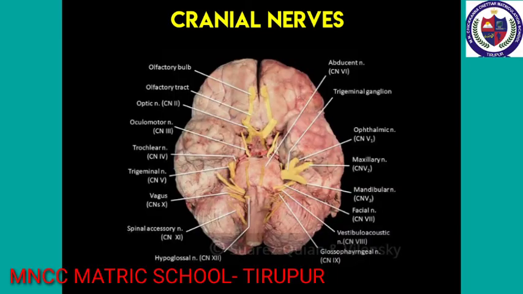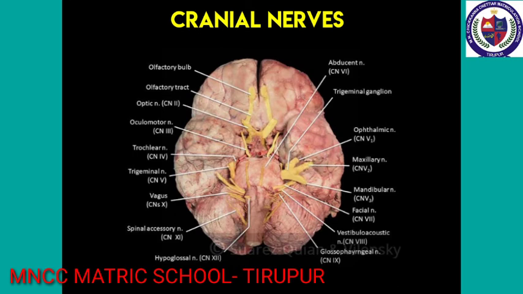Peripheral nervous system. Peripheral nervous system is formed by the nerves arising from the brain and the spinal cord. The nerves arising from the brain are called cranial nerves. Nerves arising from spinal cord are called spinal nerves. Cranial nerves. In man, there are 12 pairs of cranial nerves.